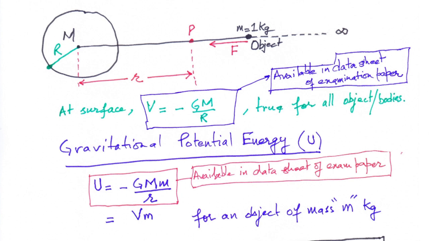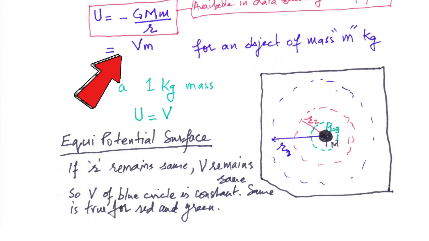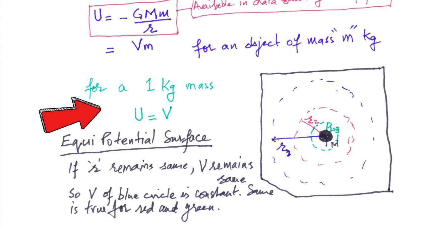Next heading is gravitational potential energy. Gravitational potential energy is the product of the potential and the mass, so it will be equal to V multiplied by m, and is also available in the data sheet of the exam paper at pages 2, 3 and 4. If we talk about a 1 kg mass, then the gravitational potential energy is equal to the gravitational potential.